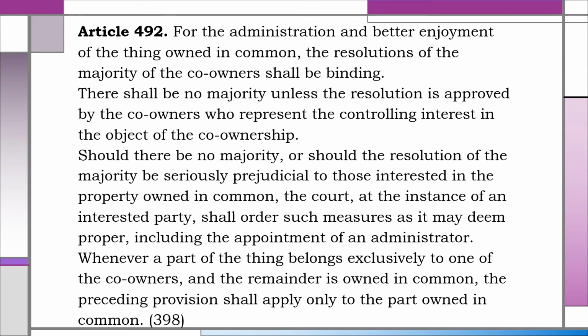Acts of administration need a majority. Majority is computed not by counting heads but by majority of the controlling interest in the co-ownership.